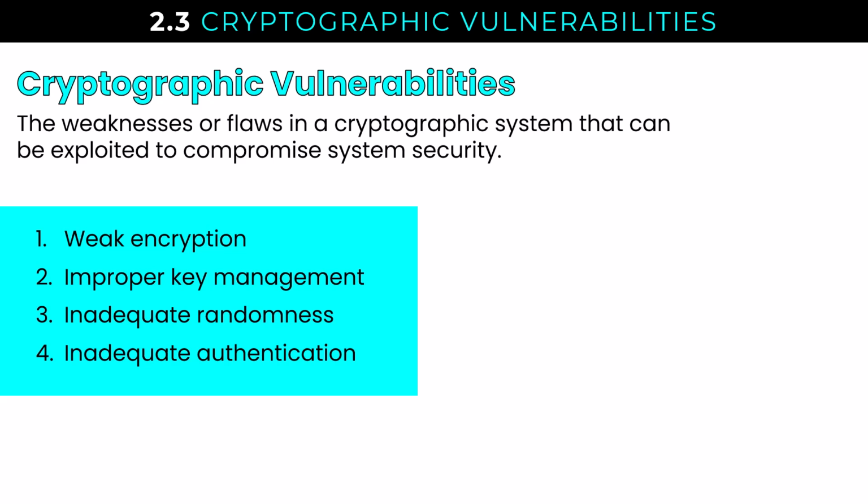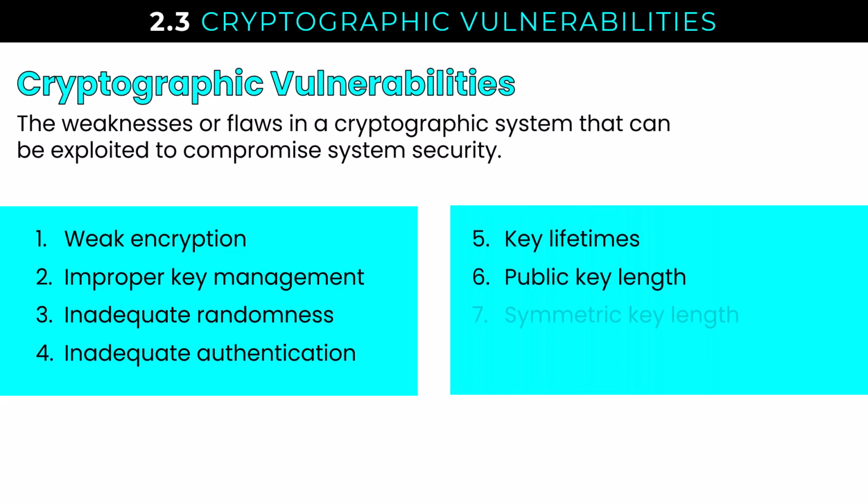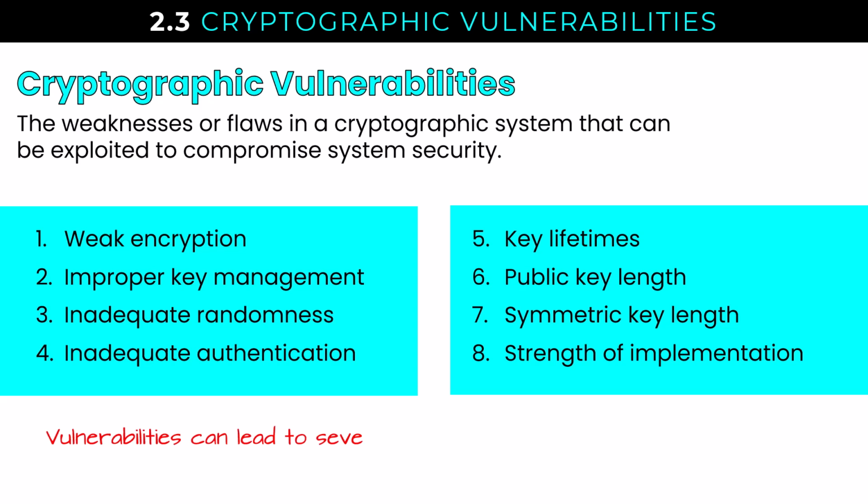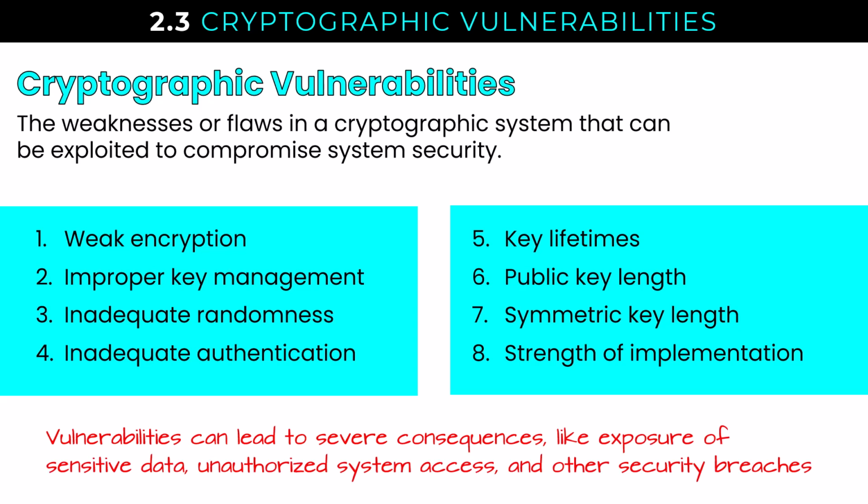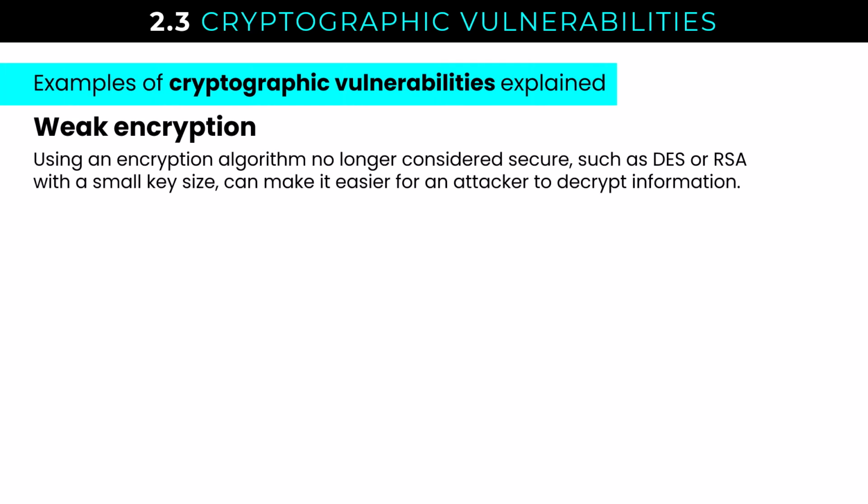So examples like weak encryption, improper key management, inadequate randomness and authentication, key lifetimes, public key length, symmetric key length, the strength of our implementation. So in the area of cryptography, vulnerabilities like these can lead to severe consequences like exposure of our sensitive data, unauthorized system access, and other security breaches. Let's step through these examples one by one to give you some perspective, starting with weak encryption. So using an encryption algorithm that's no longer considered secure, for example, like DES or RSA with a small key size, which can make it easier for an attacker to decrypt information.